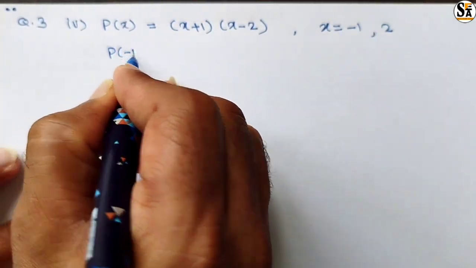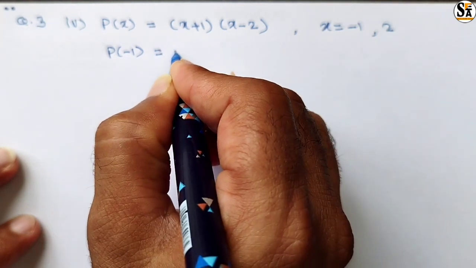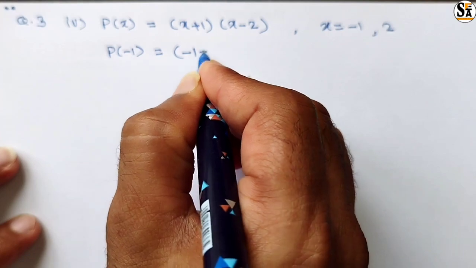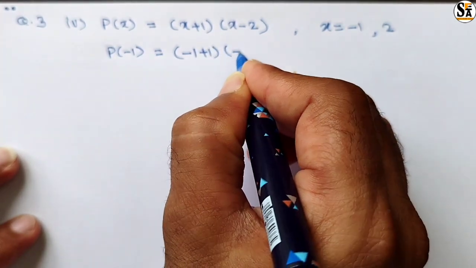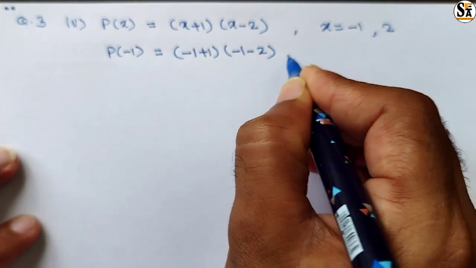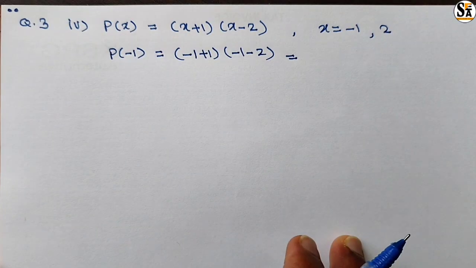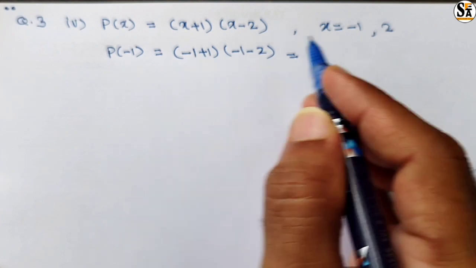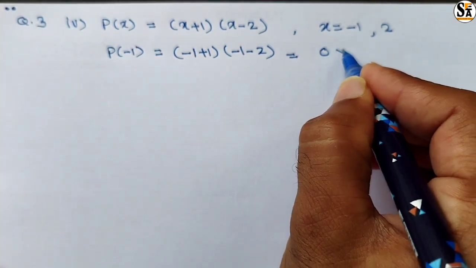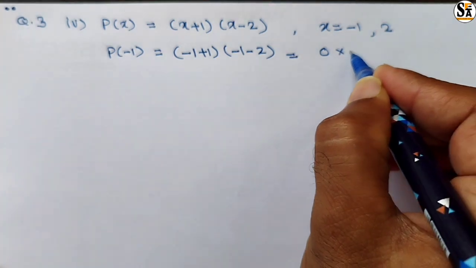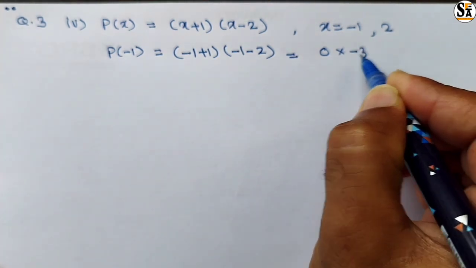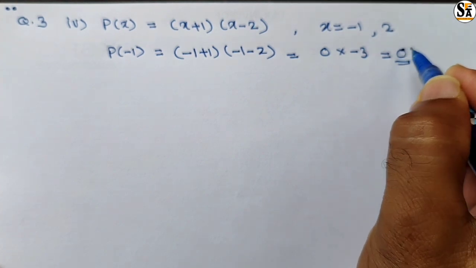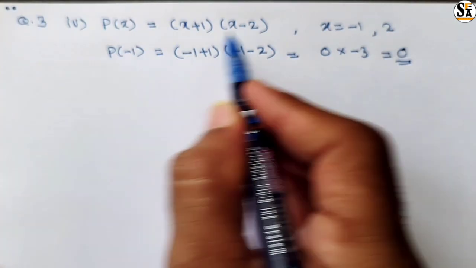Put x equal to minus 1, p of minus 1. So put minus 1 in place of x. So minus 1 plus 1, second bracket, minus 1 minus 2. If we solve this, minus 1 plus 1 is 0, 0 into minus 1 minus 2, that is minus 3. But if we multiply any number with 0, we are getting 0. So we are getting the value 0 of this polynomial if x is equal to minus 1.